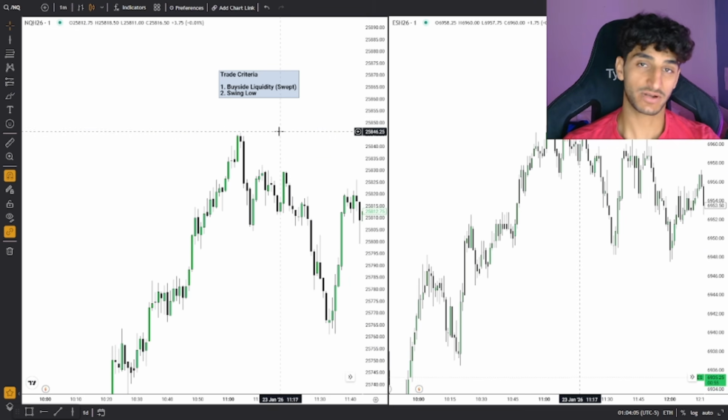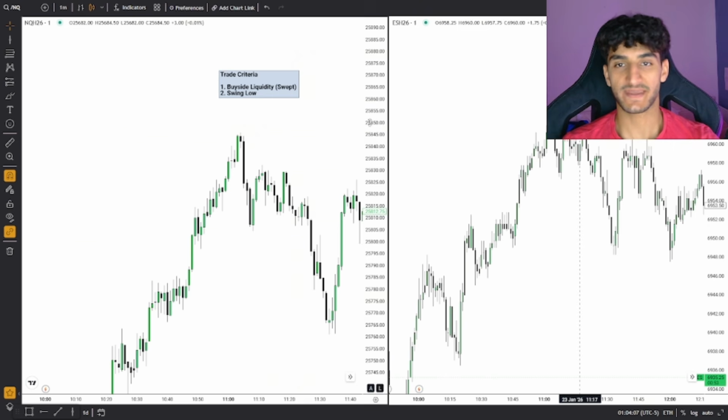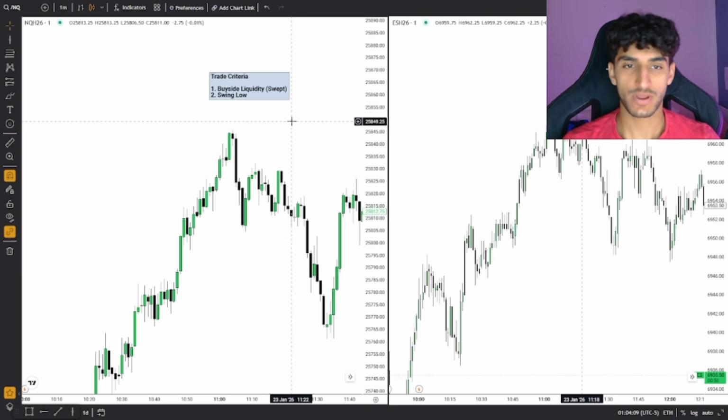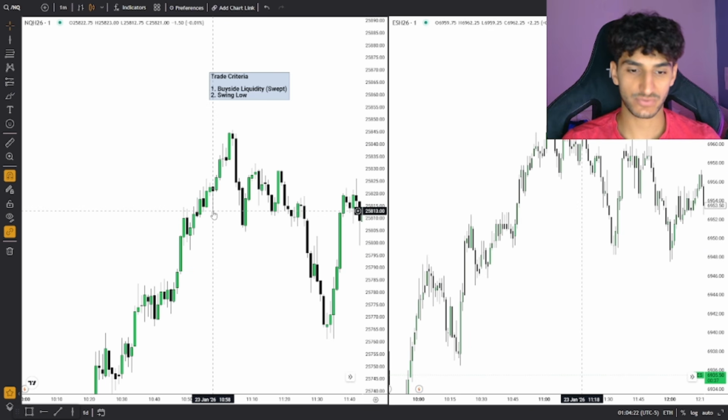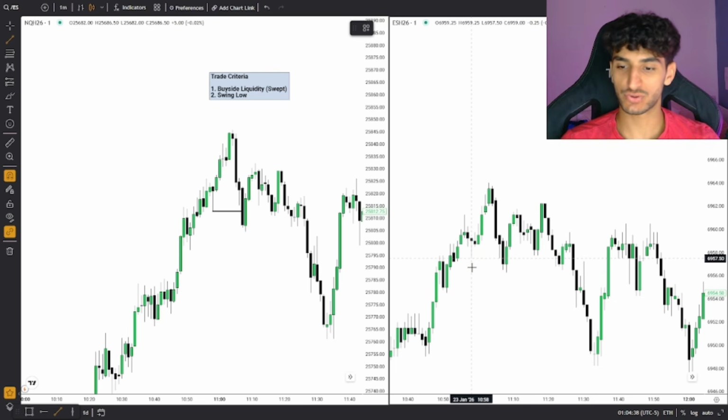Number two on our trade criteria is going to be a swing low that is formed. Now we need to see a swing low because step number 3 and step number 4 are actually correlated and are related to that step number 2. Without step number 2, which is a swing low, we cannot move on to looking for a trade. Now if we look very closely, we do get this swing low that is created at 10:58, and we also do get the same swing low that is created at 10:58 on S&P 500.